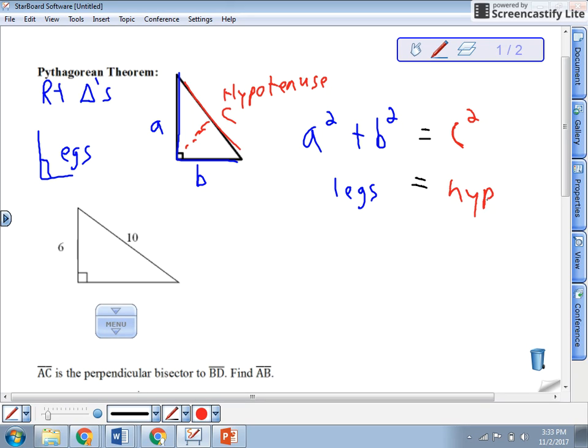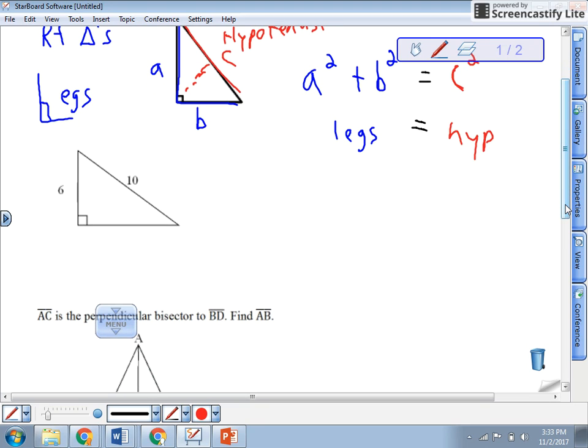Okay, some people always want to solve for the unknown. Let's take a quick example of how that works. Here's a right triangle. We know two of the sides. We can find the third side by using the Pythagorean theorem. Remember, legs squared equals the hypotenuse squared. So we just say 6 squared plus x squared equals 10 squared. Now it's just a simple algebra problem. 6 squared is 36, plus x squared equals 100.